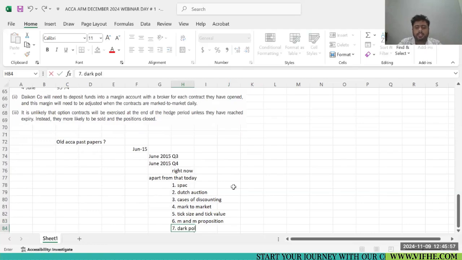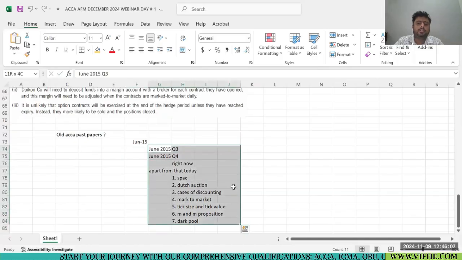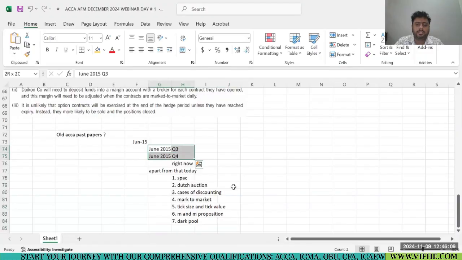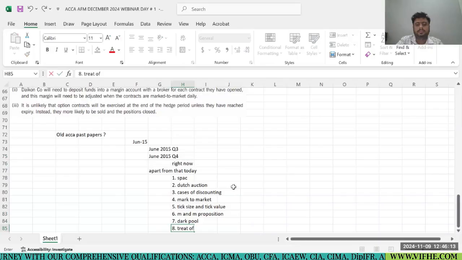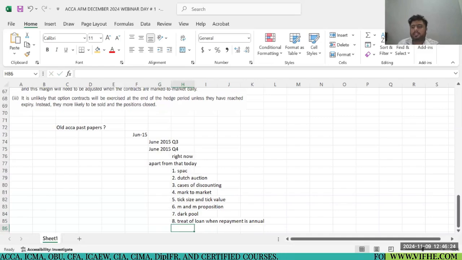I believe you need to invest the next 2 or 3 hours to go through all the files that have been discussed today and also do these two past paper questions. Oh yes, one more thing, the treatment of loan when repayment is annual.